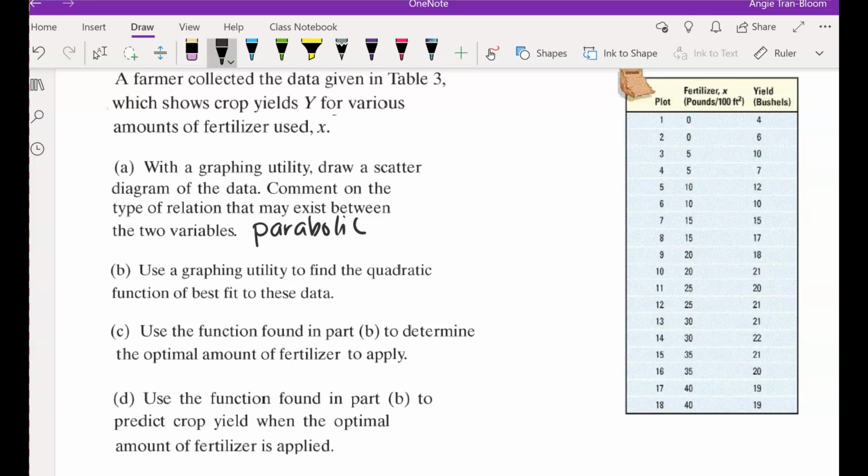It says use a graphing utility to find the quadratic function of best fit. Now, once the data is already in, how do you do it? Okay, hit stat. What else? Calc. Very good. Oh, just the dimension mismatch. Enter it in, don't go back to the list, and make sure both have 18 pieces in them.